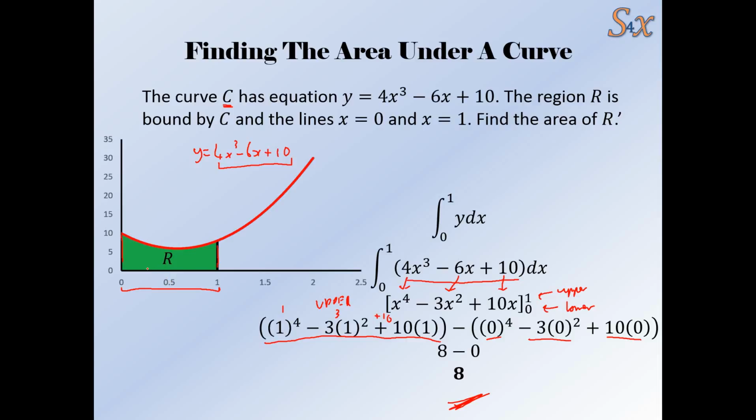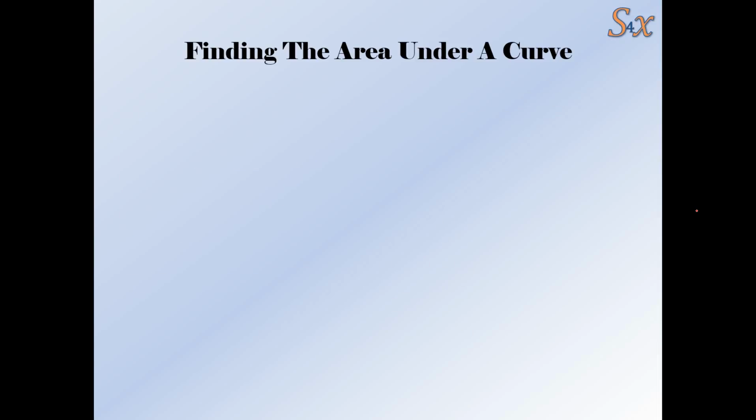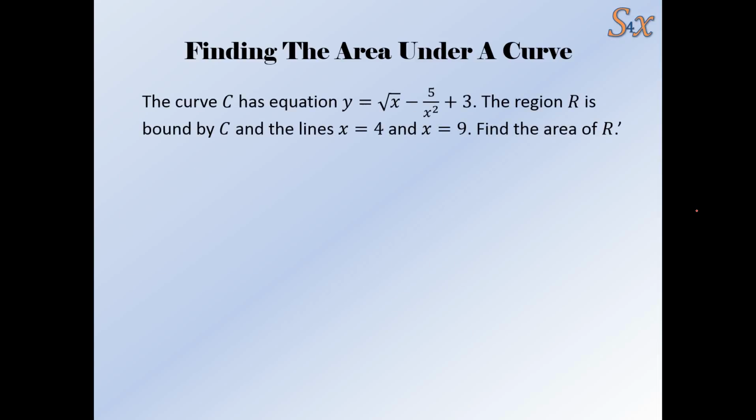And I've got a few more examples for you to have a look at on this. So let's have a look at another example. This time we've got a more complicated expression, quite a lot more complicated. We've got square roots and 5 over x squared here. It's quite a tough one. But it's the same principle here.